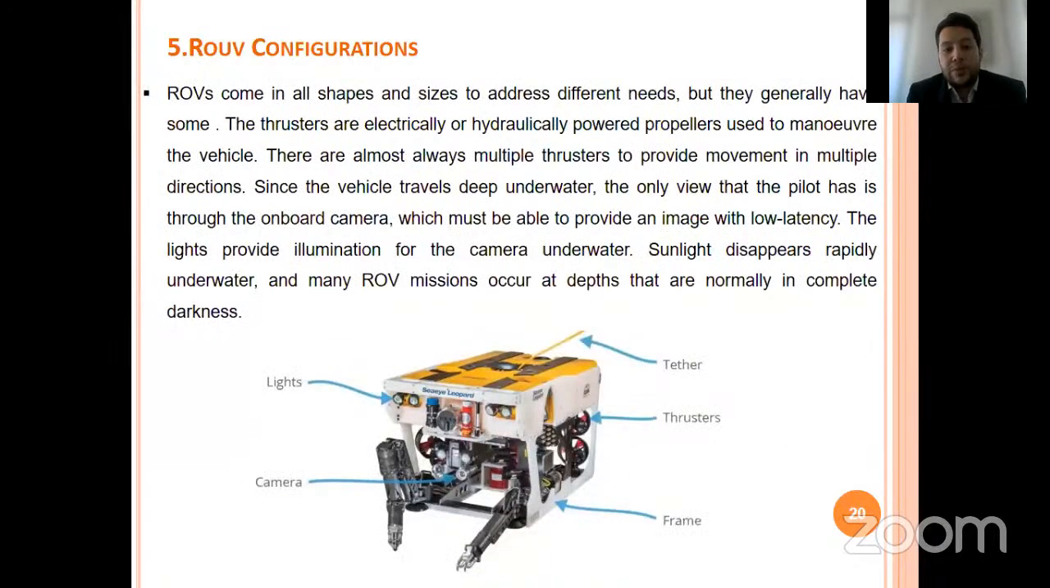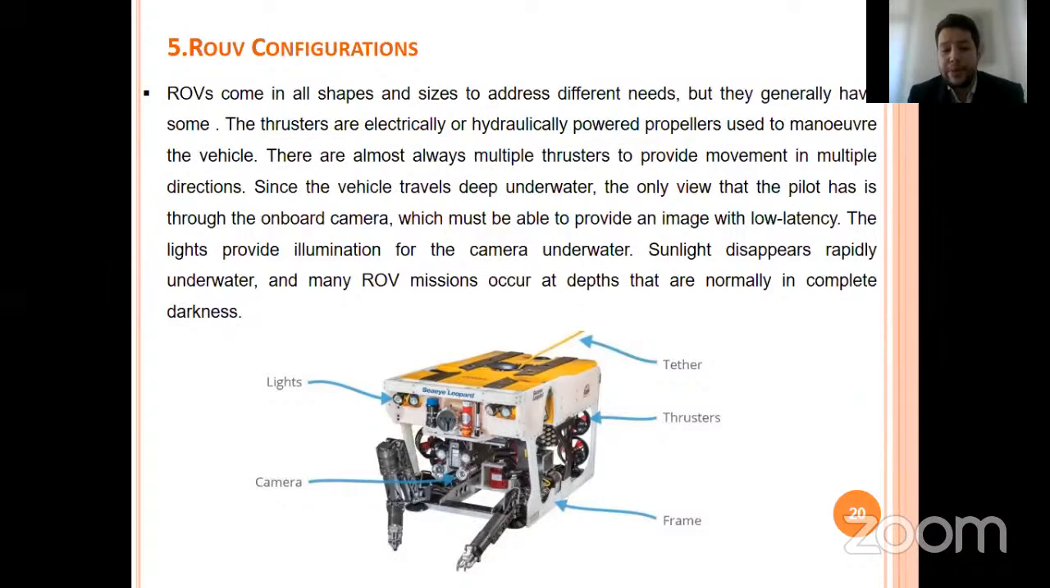So ROVs come in all shapes and sizes to address different needs, but they generally have some common components. The thrusters are electrically and hydraulically powered propellers used to maneuver the vehicle. So they almost always have multiple thrusters to provide movement in multiple directions. Since the vehicle travels deep underwater, the only view that the pilot technician has is through the onboard camera, which must be able to provide an image with low latency. So the light provides illumination for the camera underwater.